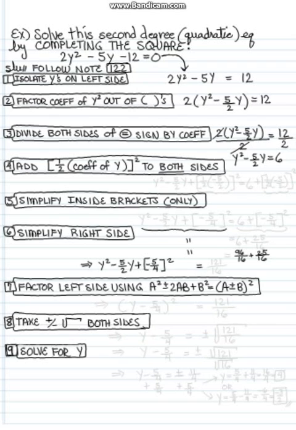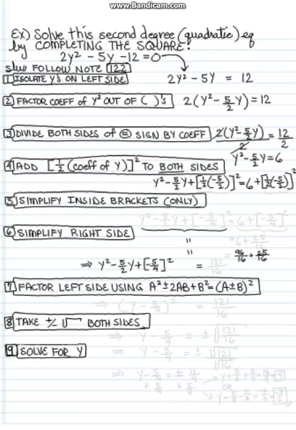Step 4, add 1/2 times the coefficient multiplying y, and then bracket that and then square it. Add that to both sides. So the coefficient of y that we have here is negative 5/2. So we're going to multiply that by 1/2 and then square it in the brackets. So that gives us y squared minus 5/2 times y, and here it comes, plus bracket 1/2 parenthesis negative 5/2 bracket squared equals the other side, 6 plus the same thing, half of negative 5/2 bracket squared.